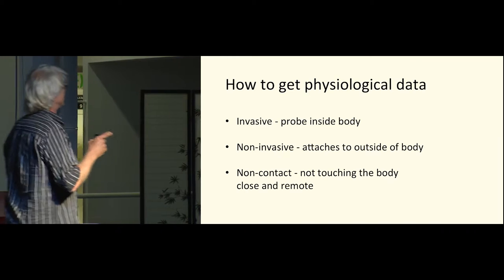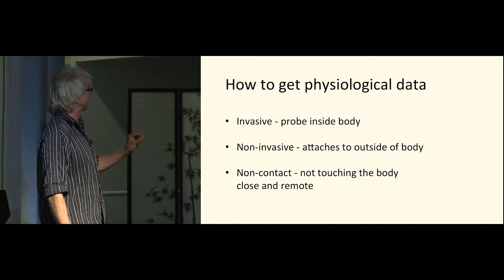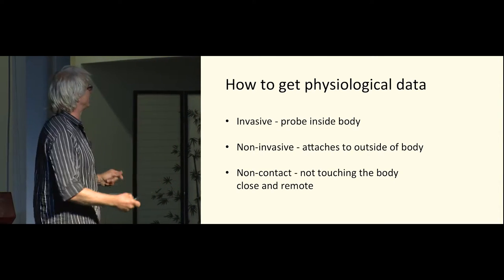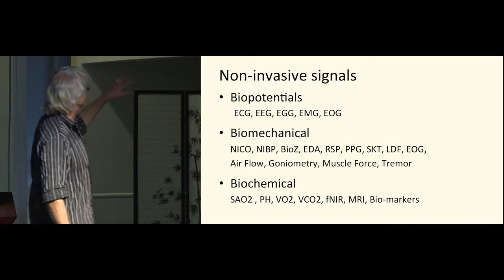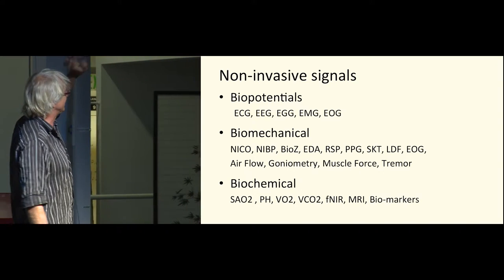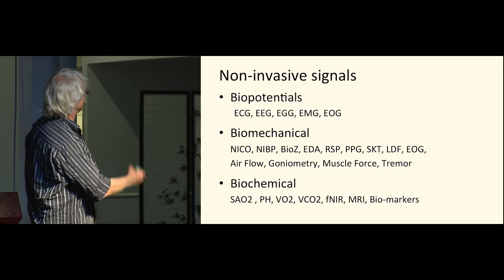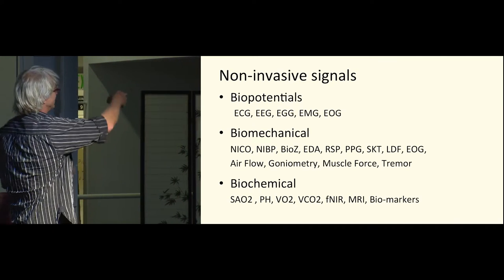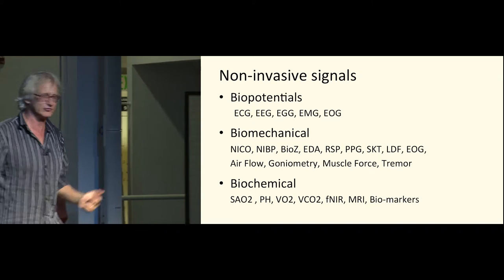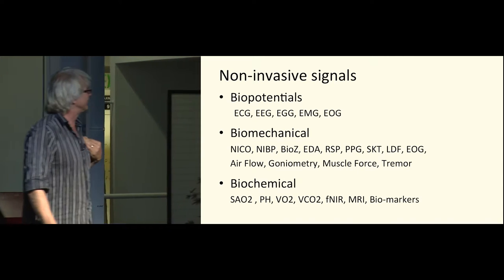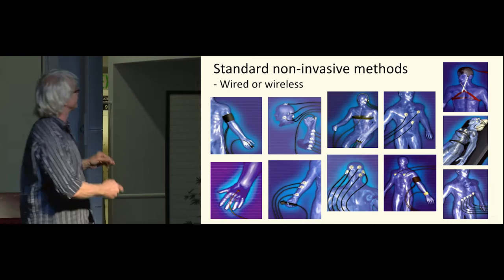So you have probes that go inside the body, invasive probes. You have non-invasive probes, which attach to the outside of the body, and then also what we call non-contact sensors, which don't touch the body at all. So non-invasive signals include all these standard ones, ECG and EEG and electrogastrogram and electrooculography, and biomechanical ones include things like non-invasive blood pressure and bioimpedance and laser Doppler flow and goniometry and muscle force. And then there's a whole series of biochemical sensors too, things like blood oxygen level and volume of carbon dioxide expired and functional near-infrared imaging and that kind of thing.